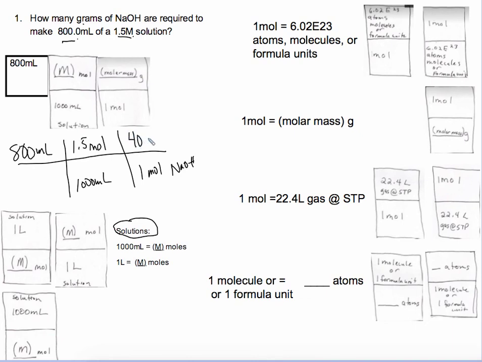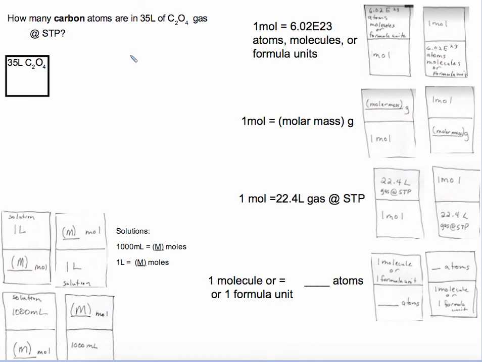So you're going to do the molar mass of NaOH, and it ends up being 40 grams NaOH if you do the molar mass. So then you would do the math, and I got 48 grams. 48 grams of NaOH.